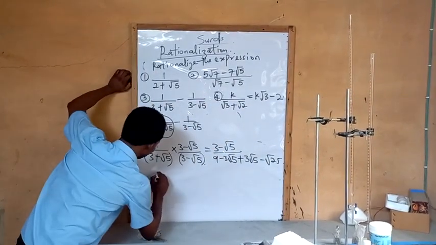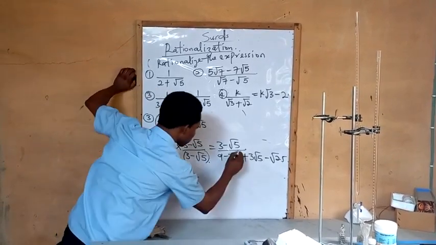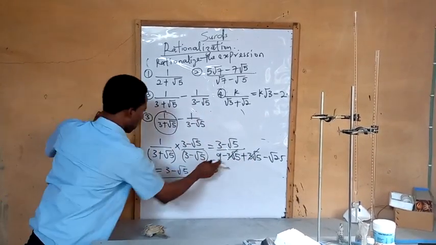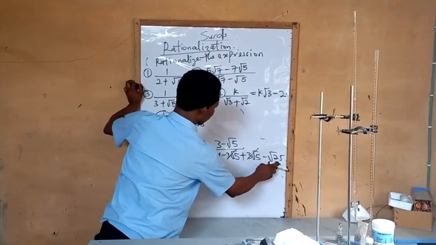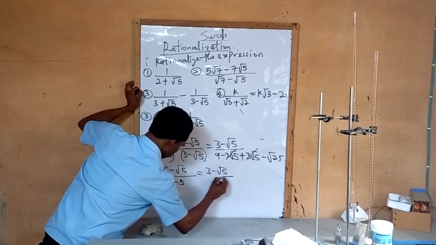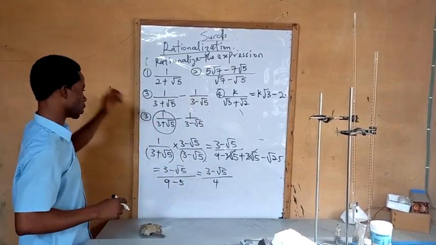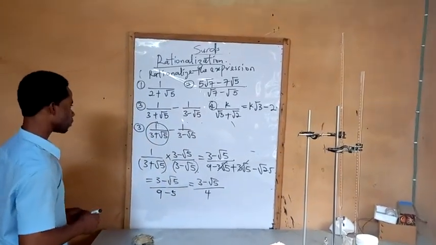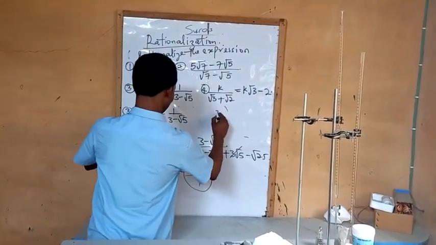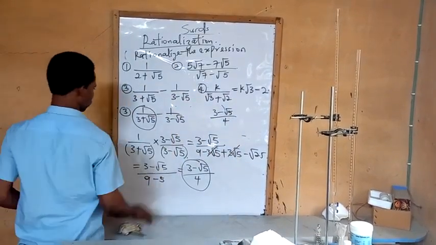So for this one, we have 3 minus root 5 over, this cancels this actually: minus 3 root 5 cancels plus 3 root 5. So we have 9. What's root 25? 5. 9 minus 5 is 4. So this one alone gives me 3 minus root 5 all over 4. So let us rationalize this one also.